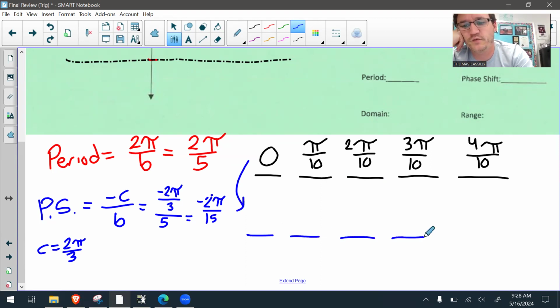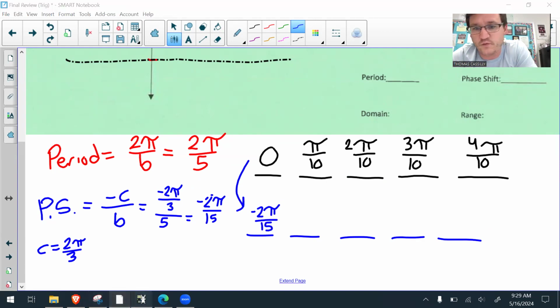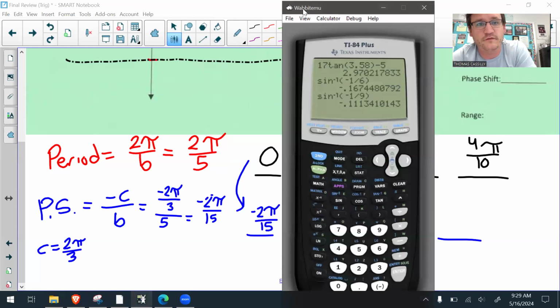And so this is where, if you want to pull out your calculator, you can. Every single one of those black values that I have, subtract 2 pi over 15 from them, and that is going to be our x values when we graph this thing. So the first one is negative 2 pi over 15. The second one, think about, all right, well, pi over 10 minus 2 pi over 15.